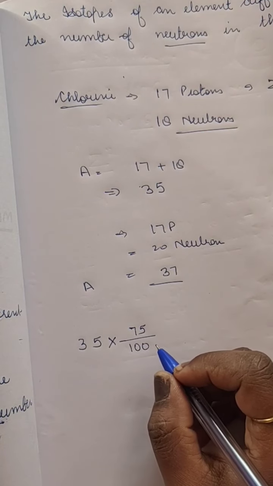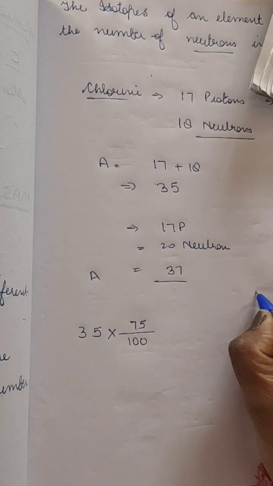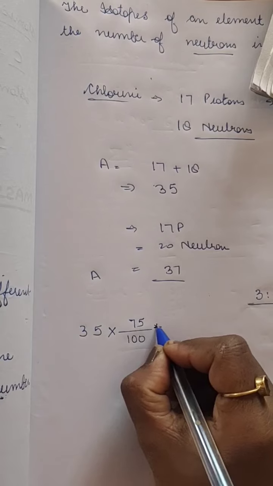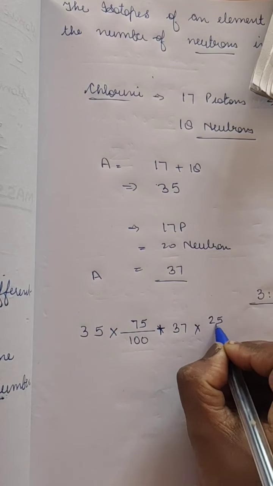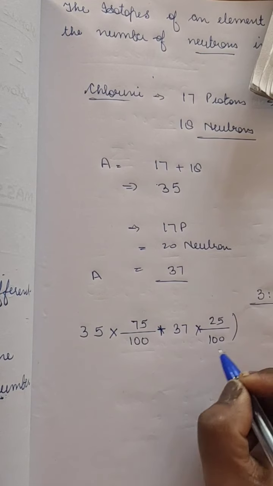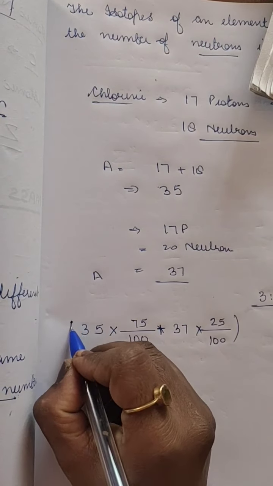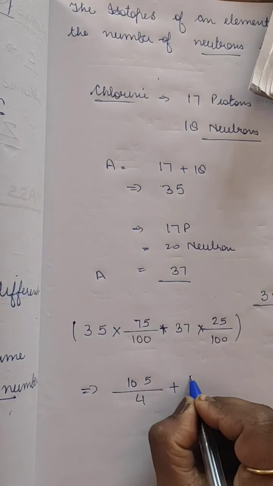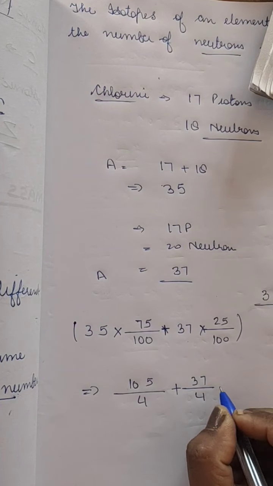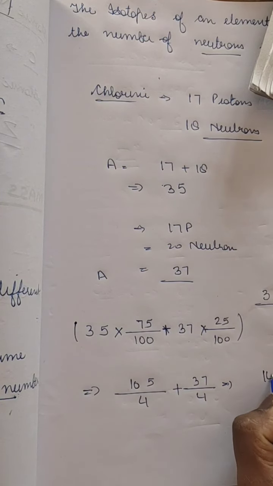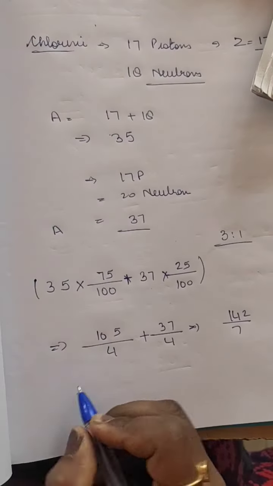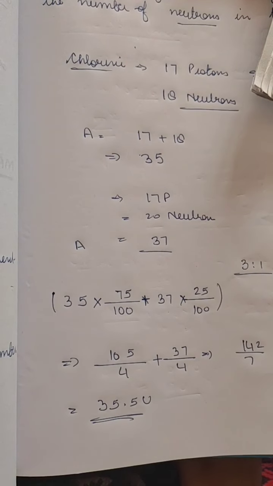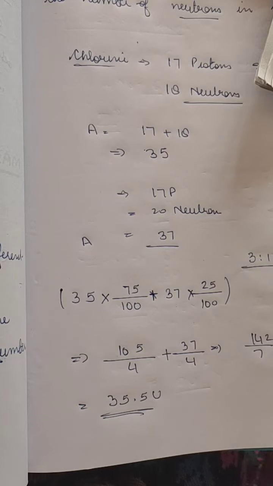of the chlorine. Now why do we take 75? Because it is in the ratio of 3:1. So 3 parts is 75%, and the other will be plus 37 into 25 upon 100, because it is 3:1. Okay, so after solving this, we get 105 upon 4 plus 37 upon 4, which is 142 upon 4, which is 35.5 u. So this is the average atomic mass of chlorine, which we take as 35.5, because there are two isotopes.